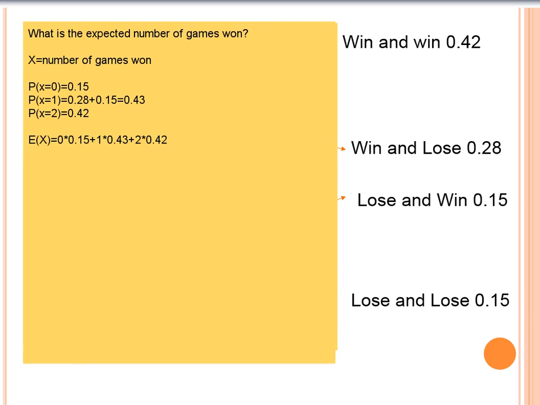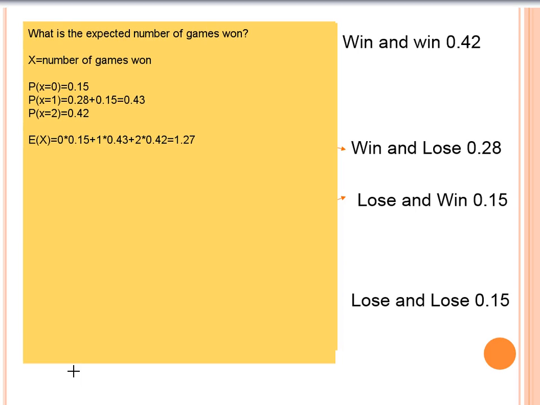So now that we have the probability assignment, calculating the expected number of games won is pretty straightforward. You take each numerical outcome, 0, 1, and 2, and times it by its probability that it occurs. So 0's probability of occurrence is 0.15, 1's probability of occurrence is 0.43, and 2's probability of occurrence is 0.42. So the expected value is 1.27.